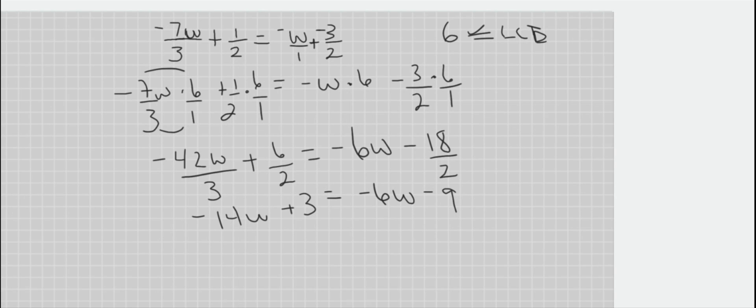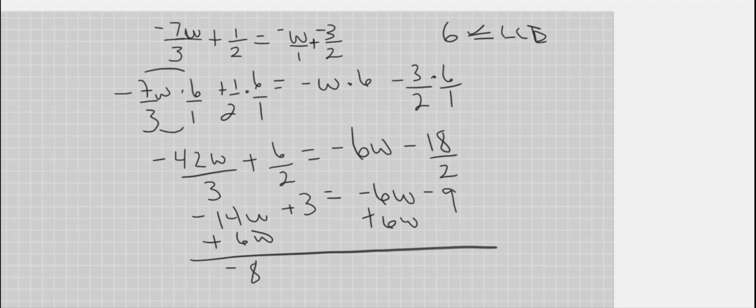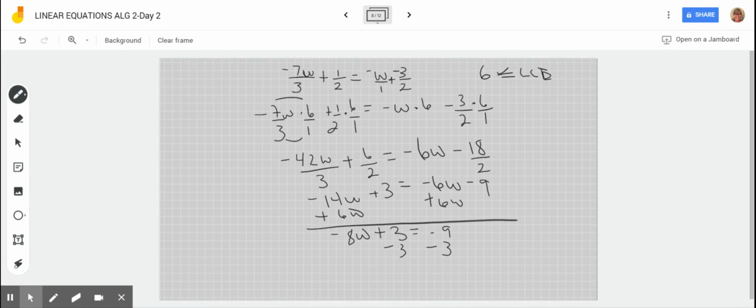And now you have a simple equation, again, where you have variables on both sides. So I am going to move the 6W because I like the W on the left-hand side. Now, that is going to mean that my W term is still negative, but I'm just going to deal with that because I wanted it on the left-hand side. You can choose to do it differently if you wish. Subtract 3 from both sides, and I'm going to get negative 8W equals negative 12.